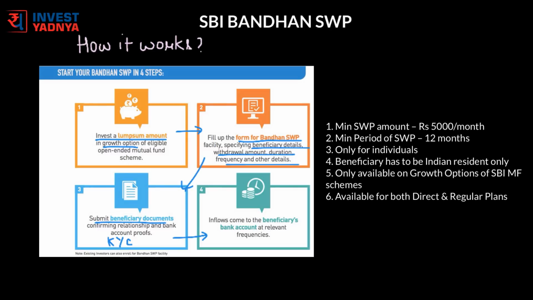Other important info to note about this facility is that the minimum amount you can do SWP for is rupees 5,000 per month. The minimum period for which you can do SWP is 12 months. It is only for individuals and the beneficiary has to be an Indian resident only. It is only available on the growth option of SBI mutual fund schemes and available for both direct and regular plans.